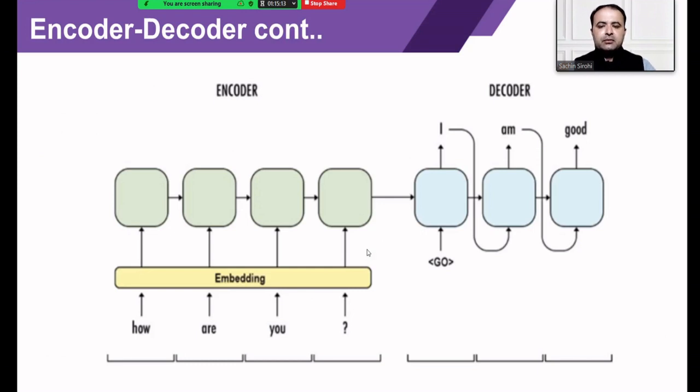So that is an encoder. For example, I ask the machine, how are you? After embedding this, the decoder will answer, I am good. So it gives the answer, and the machine replies to you. I'm asking the machine, how are you? It will encode it, and the machine decodes and replies, I'm good.